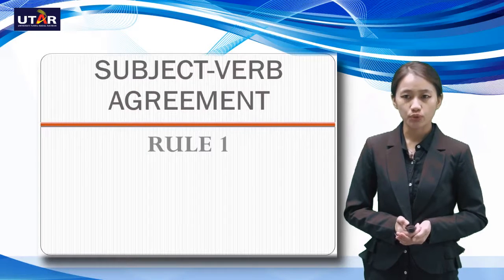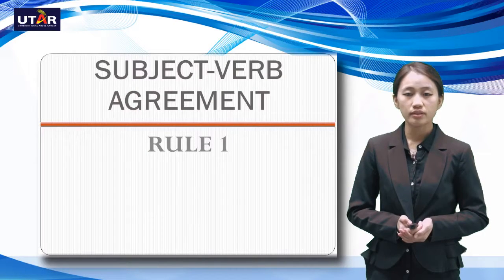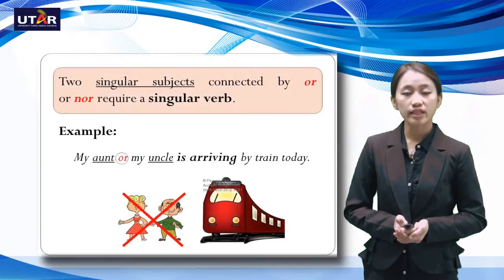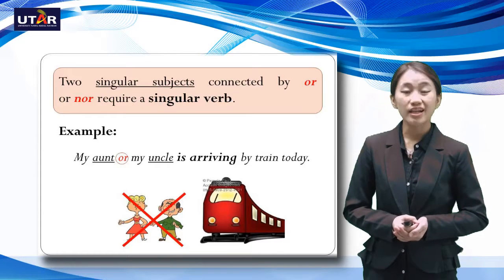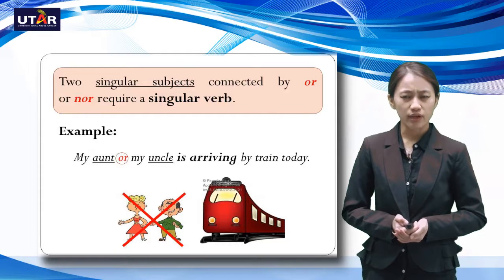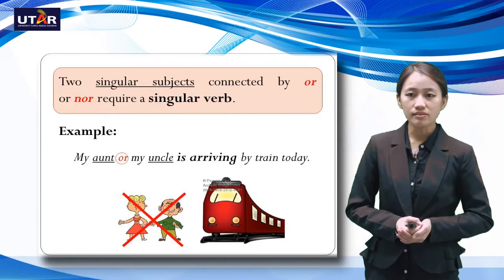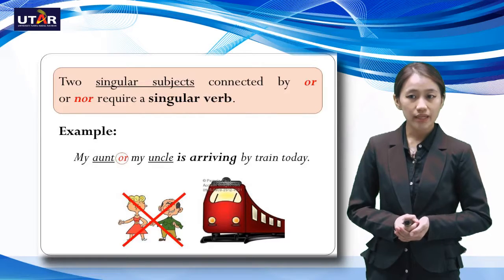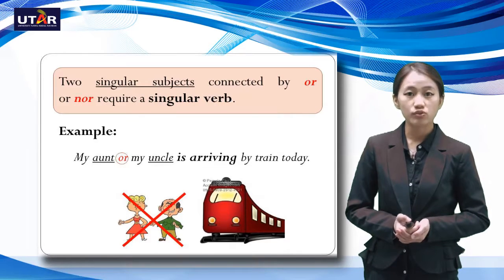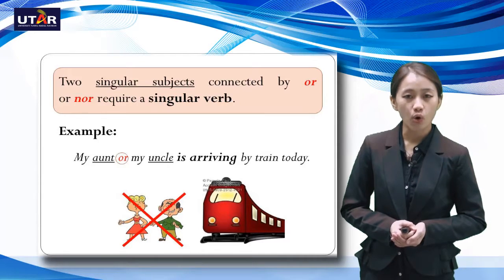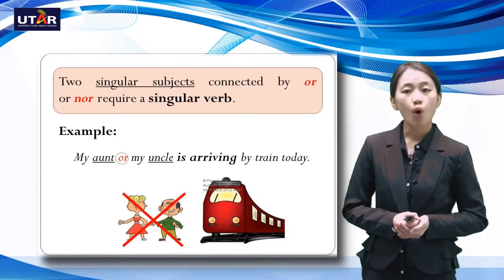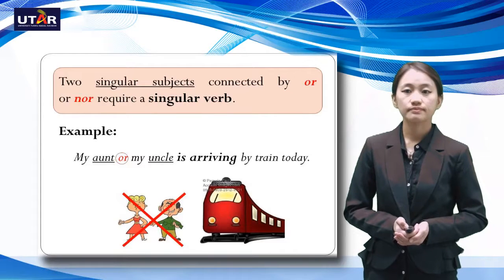The first rule for the subject-verb agreement is two singular subjects connected by or nor require a singular verb. Let's look at the example to understand further. My aunt or my uncle is arriving by train today. So please take note the word or. My aunt or my uncle.